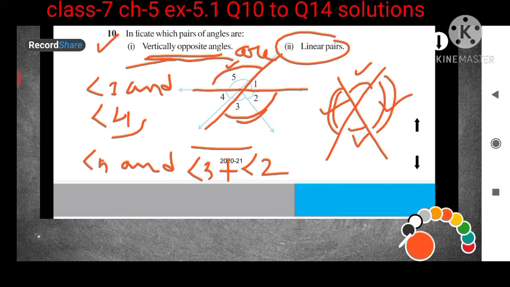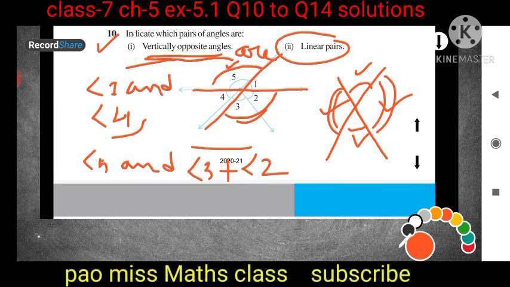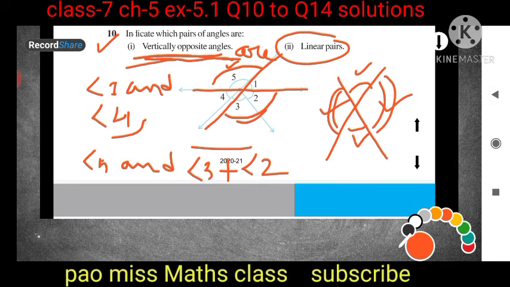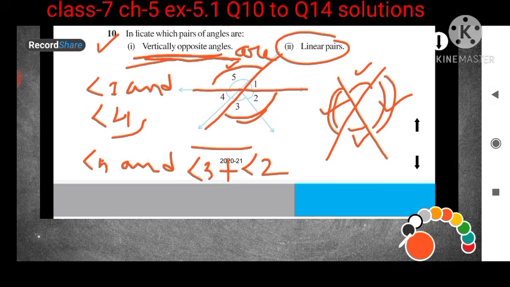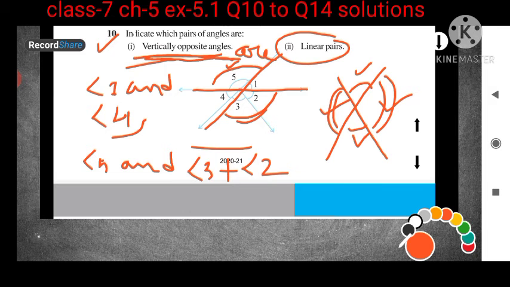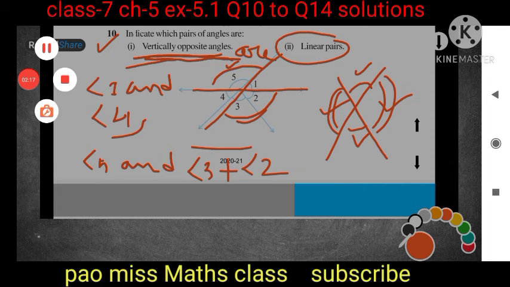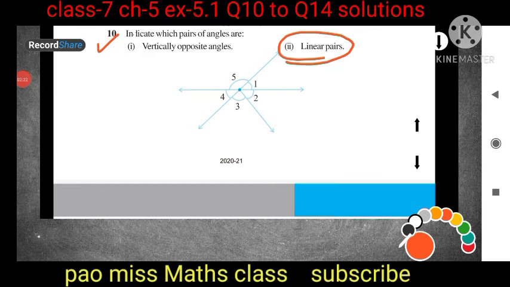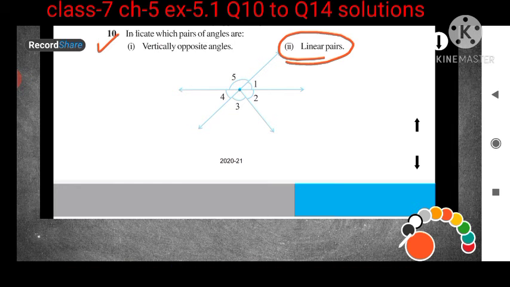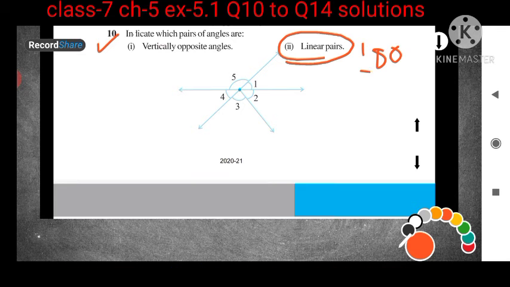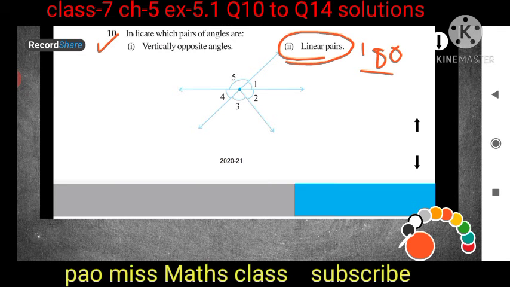So again I am repeating. What will you write in your answer? You will write vertically opposite angles are angle 1 and angle 4, then you will give a comma, then angle 5 and angle 3 plus angle 2, okay? Now linear pair. Now I will erase this first, okay? Now the second one is given, linear pair, meaning which two angles will make a linear pair, and it will become 180 degrees, okay? Linear pair means what? Those angles should make 180 degrees.